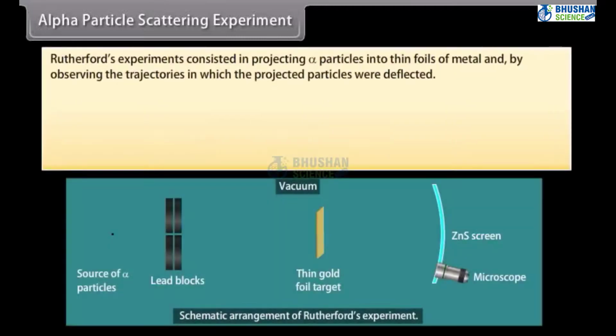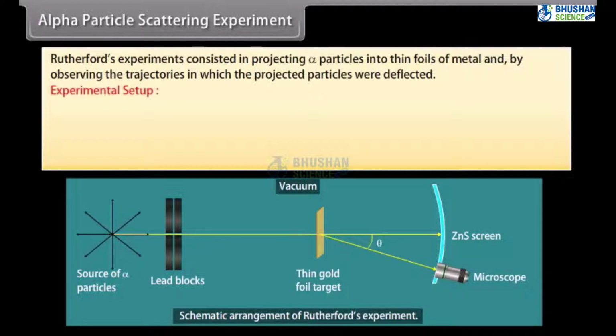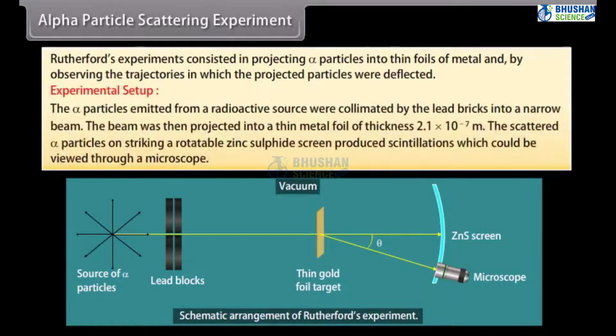Alpha particle scattering experiment. Rutherford's experiments consisted in projecting alpha particles into thin foils of metal and observing the trajectories in which the projected particles were deflected. Experimental setup. The alpha particles emitted from a radioactive source were collimated by the lead bricks into a narrow beam. The beam was then projected into a thin metal foil of thickness 2.1 into 10 raised to the power -7 meter. The scattered alpha particles on striking a rotatable zinc sulfide screen produced scintillations which could be viewed through a microscope.